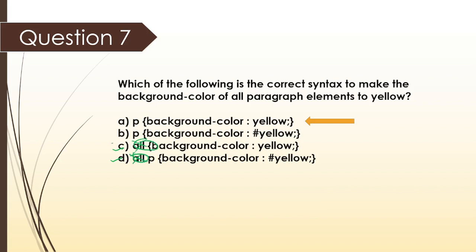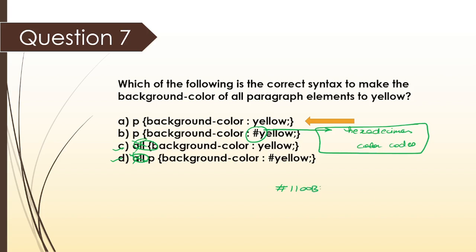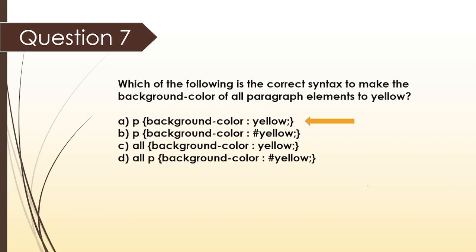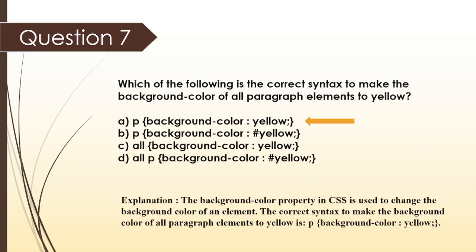Okay, and in option number 2, background color colon hash, we always use hash when we want to give hexadecimal color codes. Okay, whenever you want to give hexadecimal color codes, only then you need to write the hash, like hash 1100BBD. Anything you can write here. We have done everything practically. That's why I'm not explaining here too much.